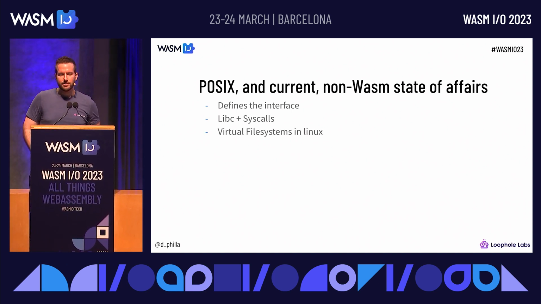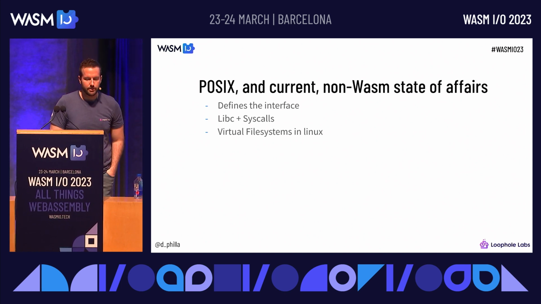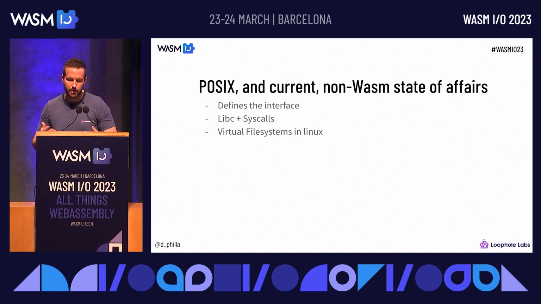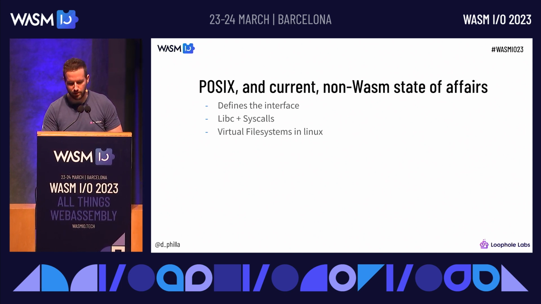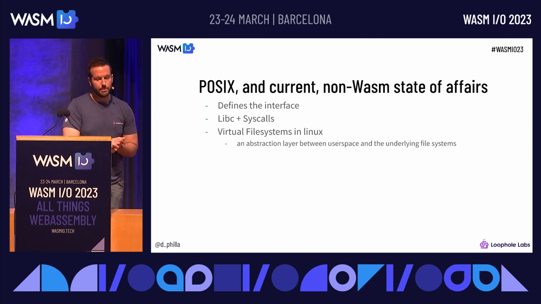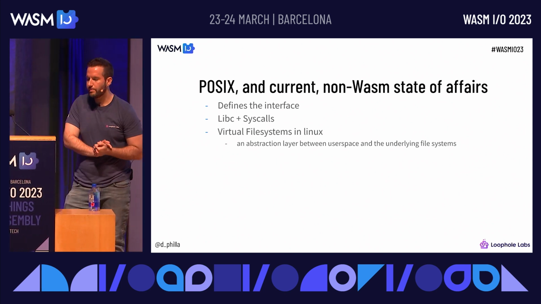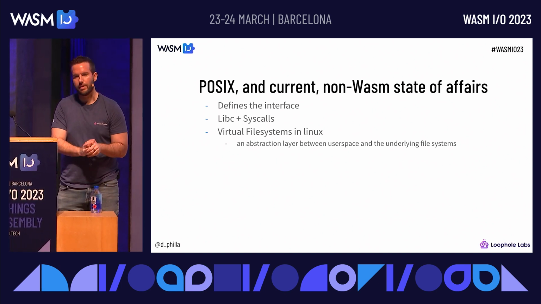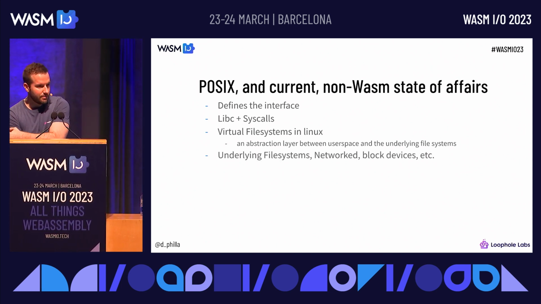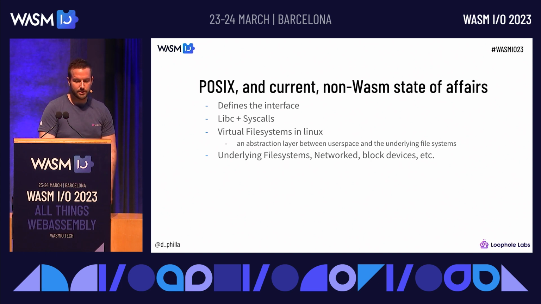There are also virtual file systems that exist in Linux now, right? And so we're going to talk about how they came to be briefly, and then talk about how they might fit into the new paradigm. But basically, they're an abstraction layer currently in the Linux space between user space and the underlying file systems, right? Like the actual storage devices. And the underlying file systems can include network file systems, block devices, et cetera.